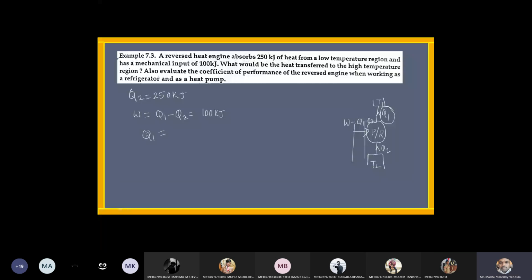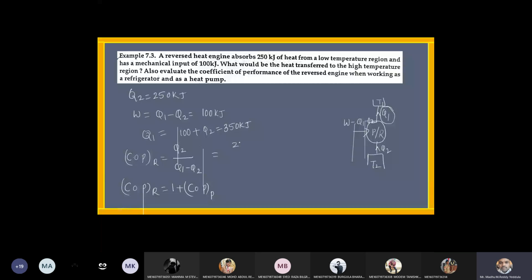So we know Q1 minus Q2. Q1 is equal to 100 plus Q2, that is equal to 350 kilojoules, the heat transfer to the higher temperature region. Also evaluate the COP of the reversed engine when working as a refrigerator and when working as a heat pump. When it is working as a refrigerator, COP of refrigerator is equal to desired effect Q2 divided by Q1 minus Q2. Once you know the refrigerator COP, we can calculate the pump COP, or simply add 1 to the COP of the refrigerator. Anything we can do, yes or no?